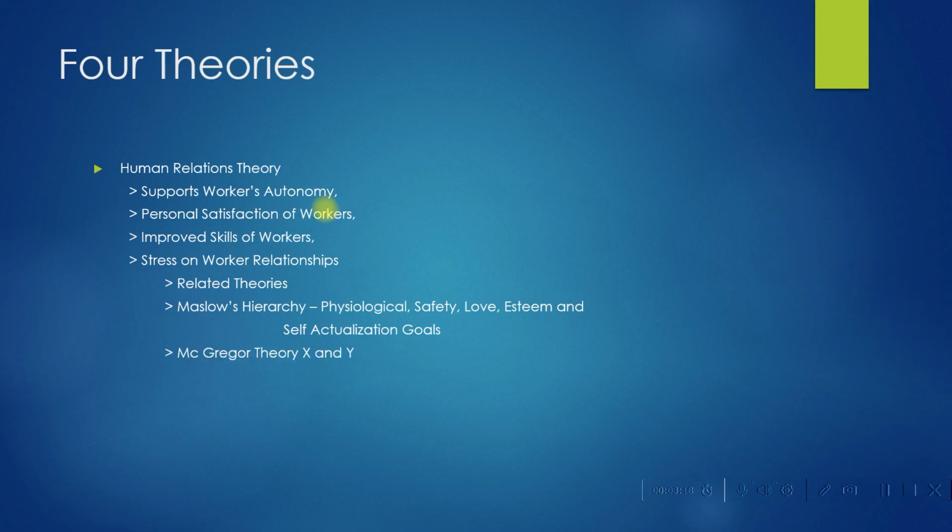There is McGregor's theory X and theory Y. Theory X assumes that people are lazy and unmotivated, and it is left to management to impart discipline. Theory Y goes against this, where people are pictured as responsible and want to work when they get motivated. So in McGregor's theory X, people are lazy and unmotivated, and it is left to management to impart discipline, whereas theory Y is directly opposite to theory X. It says people are responsible and want to work. So these are the theories related to human relations theory.